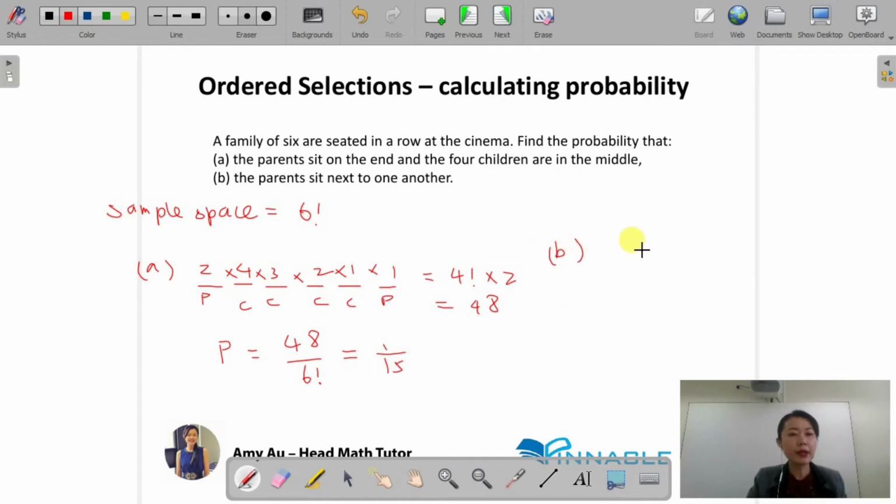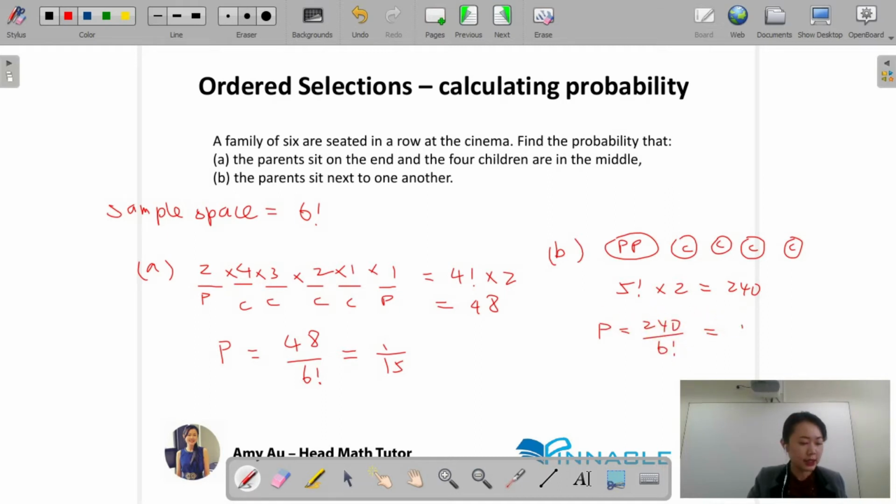All right, so part B, parents sit next to one another. This time, group your parents, and then you've got your children. So that's 1, 2, 3, 4, 5 things in a row, 5 factorial, and parents can swap, times 2, which gives you 240. So the probability is 240 on 6 factorial, which is 1 on 3 in this case. All right, 1 in 3 chance that will happen.